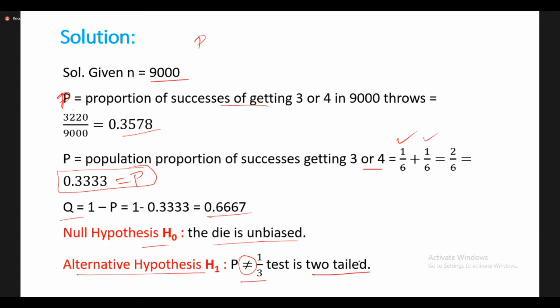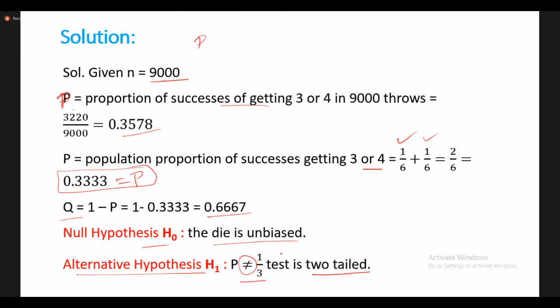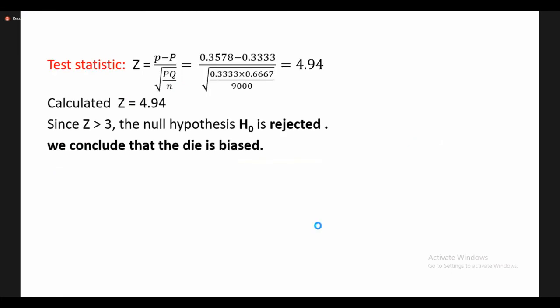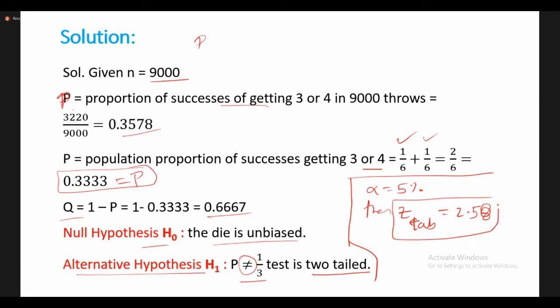Two-tailed test. And once all of you see the question, alpha is not given. Then alpha is taken as 5%. Alpha is 5%, the test is a two-tail test. Then the Z tabular value is 2.58. In the previous problem, we used that value. Okay, that is the table value.